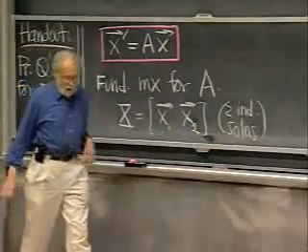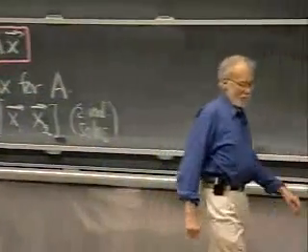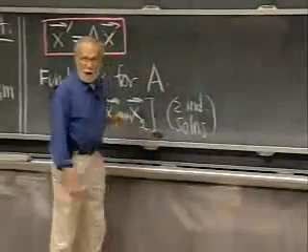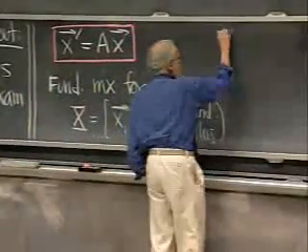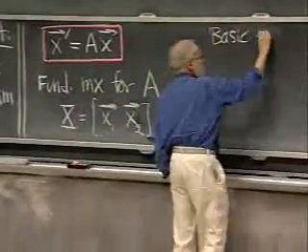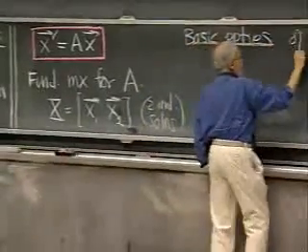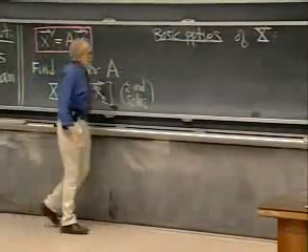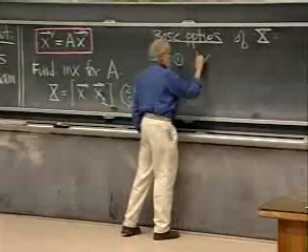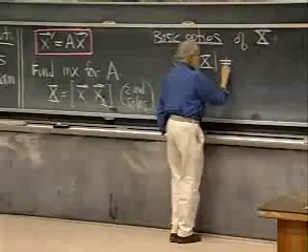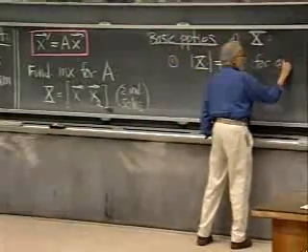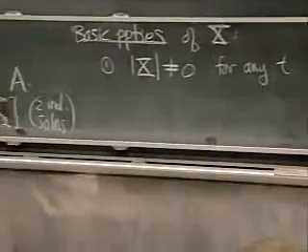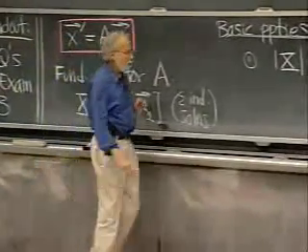Now, I spent a fair amount of time showing you the 2 essential properties that a fundamental matrix had. So we're going to need those today. Let me remind you, the basic properties of X, the properties by which you could recognize one, if you were given one, is first of all the easy one, that its determinant shall not be 0 for any t, for any value of the variable. That simply expresses the fact that its 2 columns are linearly independent, not a multiple of each other.